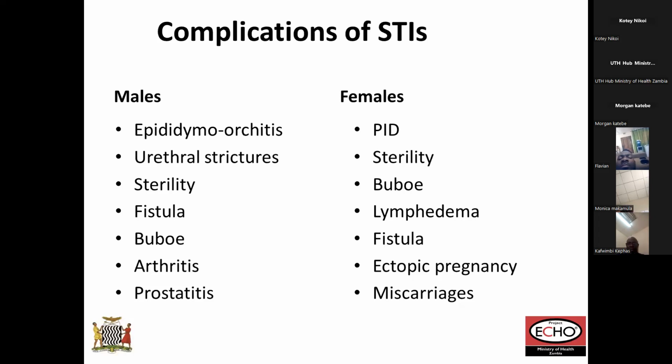In females, you have the common PID, chronic lower abdominal pain, sterility, buboes, and lymphedema, because when the lymph nodes are affected, there is blockage of lymphatics, which can cause a woody vulval edema. Then fistulas can also occur, and then ectopic pregnancies and miscarriages as well.